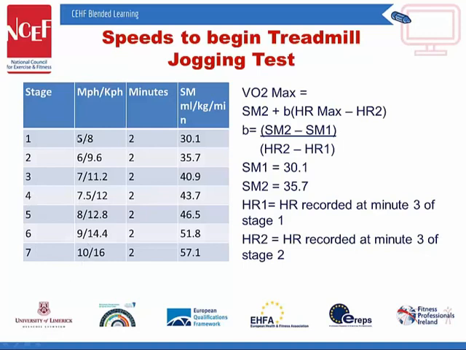The important thing to remember is stage 1: 8 kilometers an hour, or 5 miles, it doesn't matter which you use, for 2 minutes. The workload is then expressed as 30.1 milliliters per kilogram per minute of exercise. This would be the general oxygen uptake while working out at that level, 8 kilometers per hour.